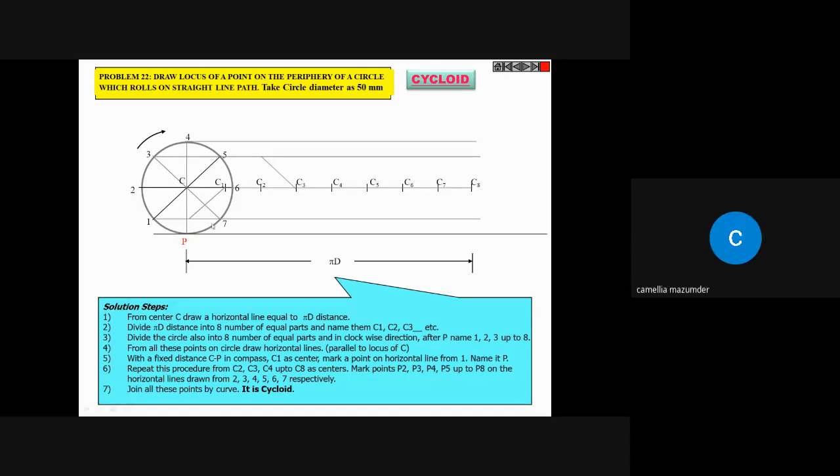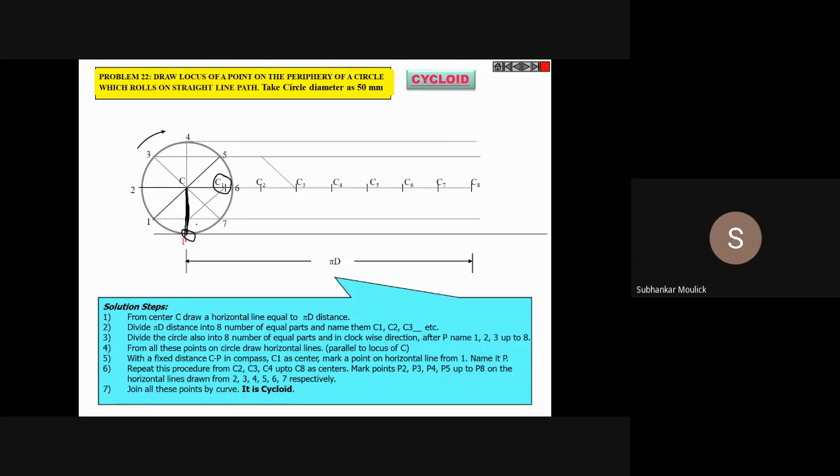Hello? So will you repeat once again? Yes, sir. Once again I am repeating. You got the first point. Now, corresponding to center point C1, you need the second locus point. How will you get it? First measure CP in your compass, and this length will be fixed throughout the process.